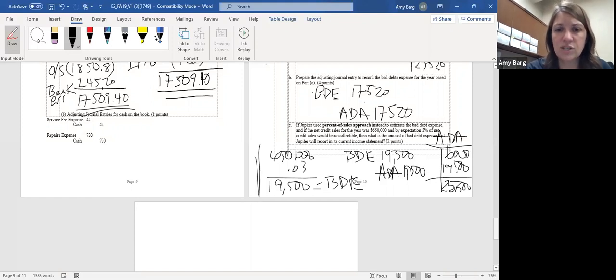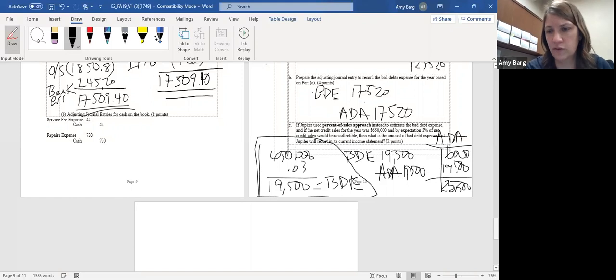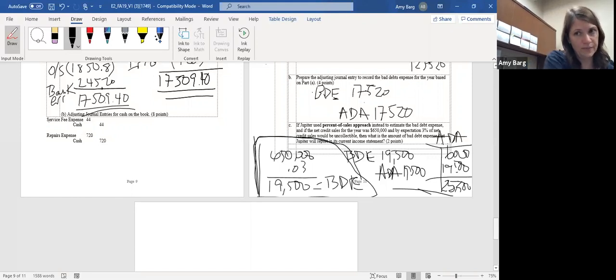This question is only asking for this part. This stuff over here, this other stuff is stuff that is extra. You don't need to do that for this question. You just need this stuff here. But are there any questions?